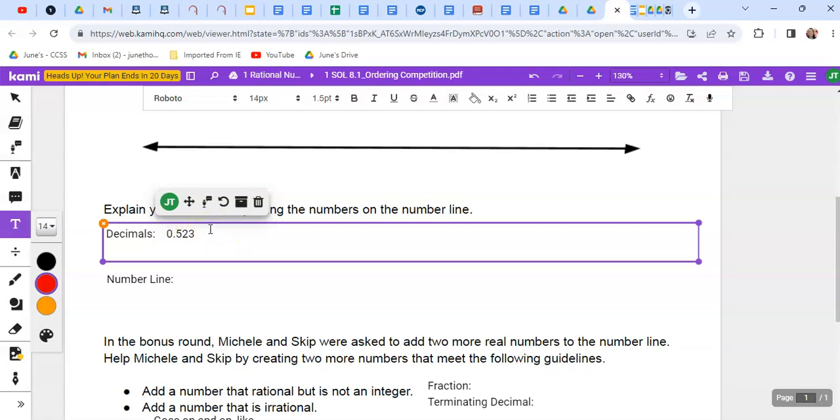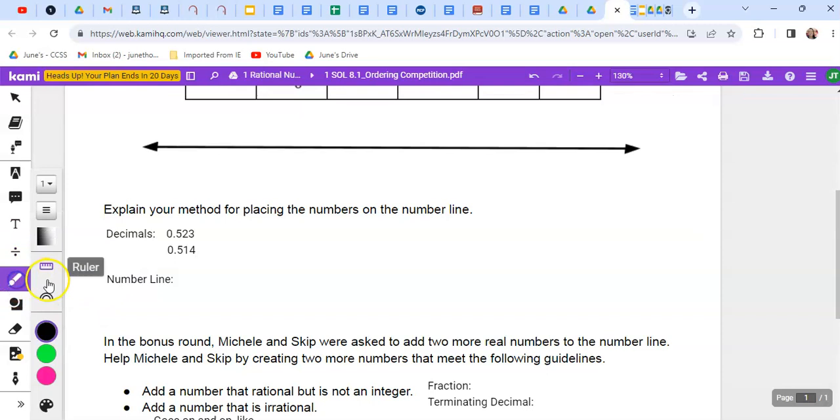And then you have to order another number, maybe a number like 0.514. When you line these decimals up, look from one column to the next. Both of them have a 5, so go to the next column and you see that 2 is greater. So you know that this number on the top is bigger than the number on the bottom. So this number right here is going to be the greatest one.